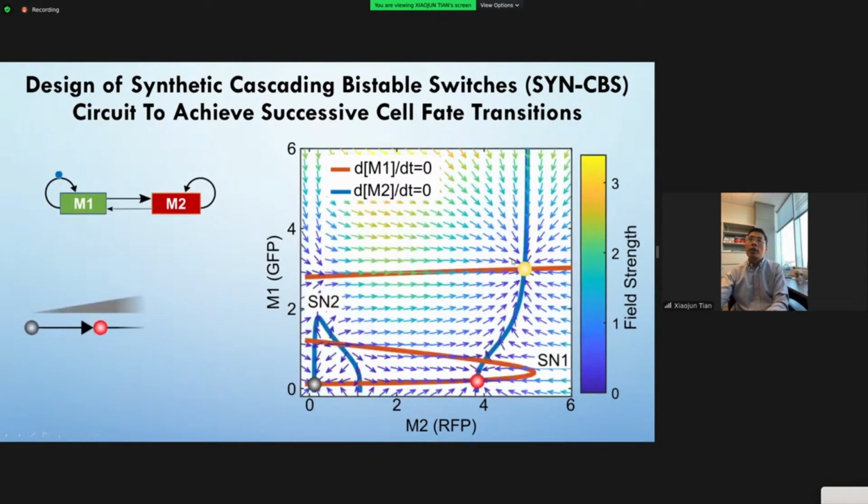And alternatively, if the link from module 1 to module 2 is stronger, we could say this threshold is now shifted to the left, much smaller than this threshold, right? And we could have an intersection steady state here, and we could see the sequential transition from no color to module 2 activated, right? And then we could see the co-activation, right?